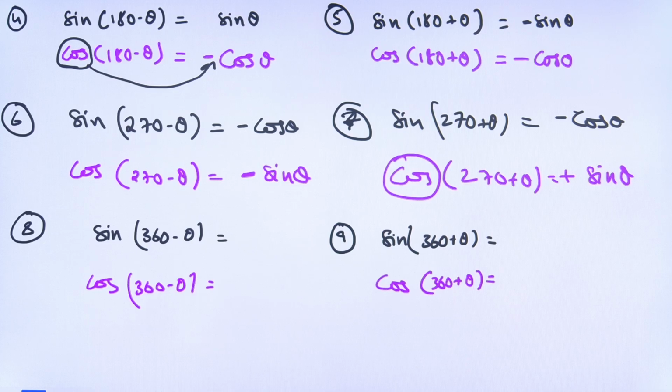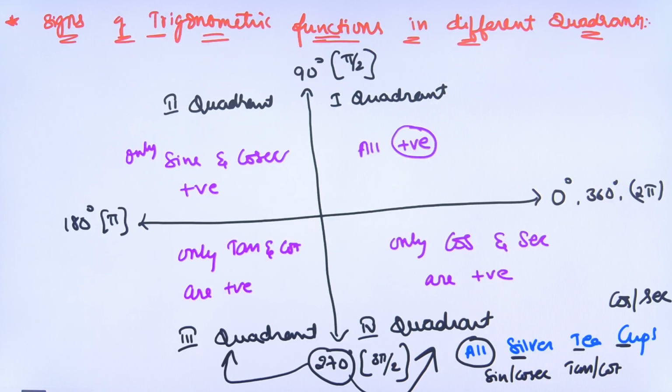Okay, so now let us move on to the next formula. Sine 360. See, students, we are discussing 360, so sine should remain sine. Now, let us decide the sign. 360 minus theta means we are in the fourth quadrant. 360 plus theta means we are in the first quadrant, because after 360 the first quadrant will come.